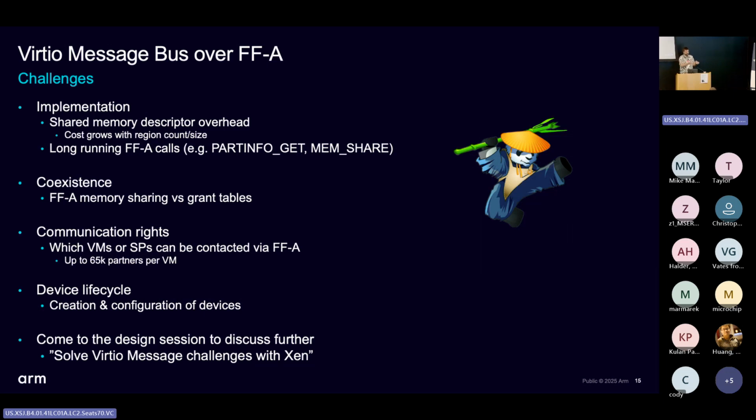We can control that in the FFA world, but we cannot control that a VM is not playing by sharing some memory with FFA and then using grant tables to share the same memory with someone else. So right now, the implementation is not protected against that, and we will have to find a solution to be fully compliant with the spec.